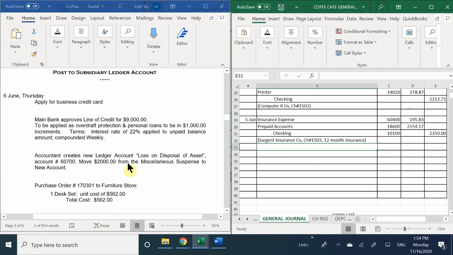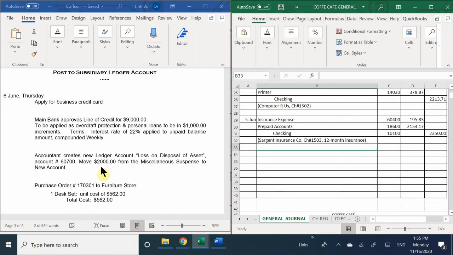Okay, so the next question is this one. What did we have here? The accountant creates a new ledger account, loss on disposal of asset, account number 60700. Move $2,000 from the miscellaneous suspense to the new account. Okay.